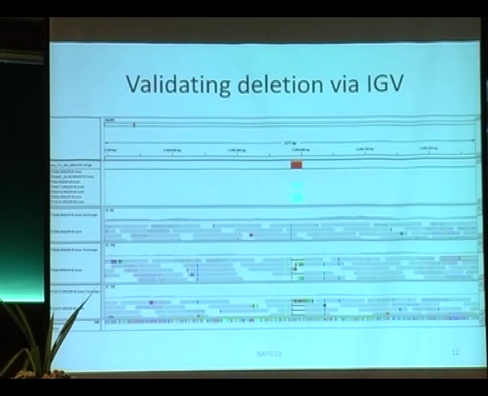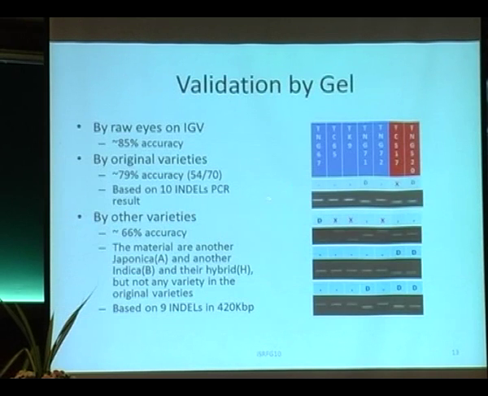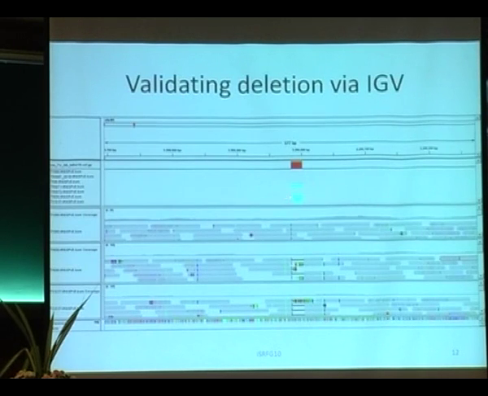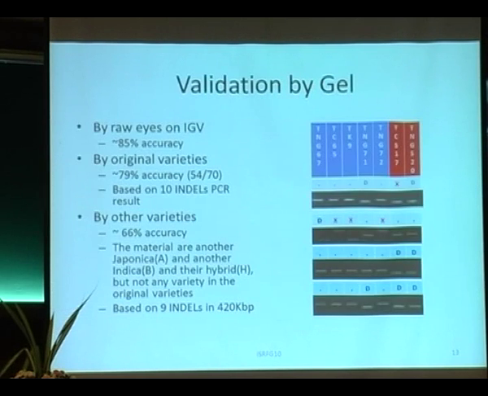And before we deliver this data to our researchers, we also check it in IGV. You can see here, for example, Taichung 65 compared to 2 indica rice. Here you can see that there is no indel, but in these 2 indica we found these 2 deletions here.